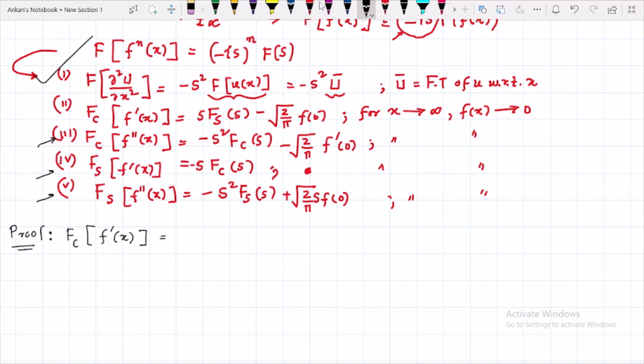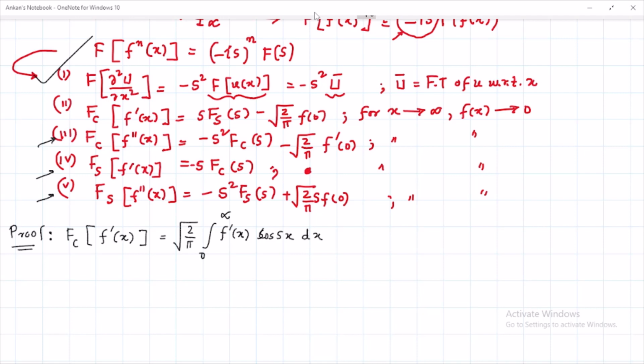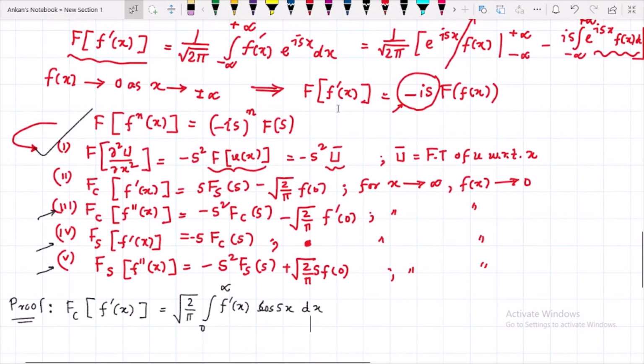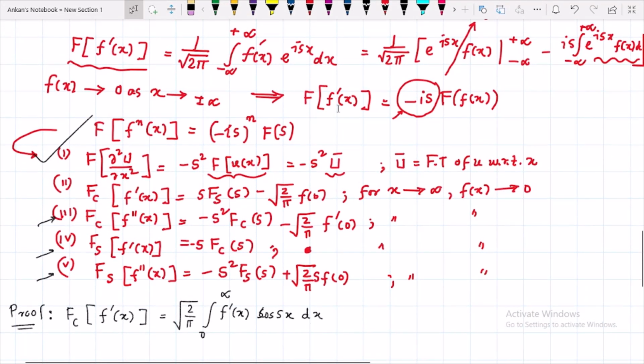Now Fourier cosine of this, from the definition you can write root 2 by pi, integral from 0 to infinity, f prime x, sorry, cosine I have chosen, so cos of sx dx. From the definition you can easily transform this Fourier transform into the Fourier cosine transform.